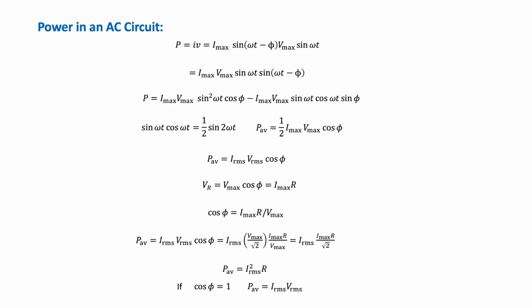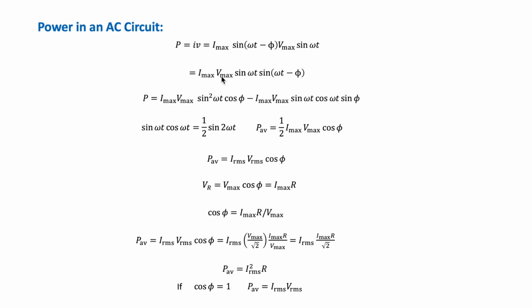In a similar way, the instantaneous power delivered by an AC generator is the product of the generator current and the applied voltage. So for an RLC circuit, the instantaneous power P is given by this expression: I times V equals I max sine(omega t minus phi) times V max sine omega t. But a more useful quantity is the average power over one or more cycles.